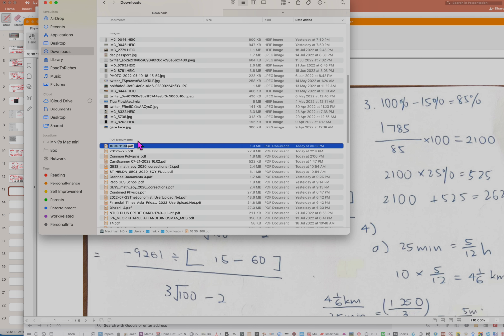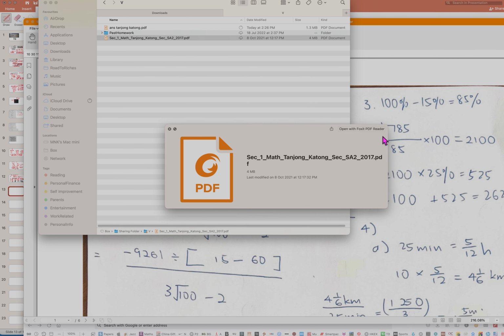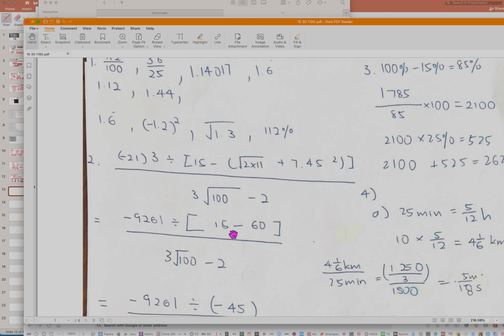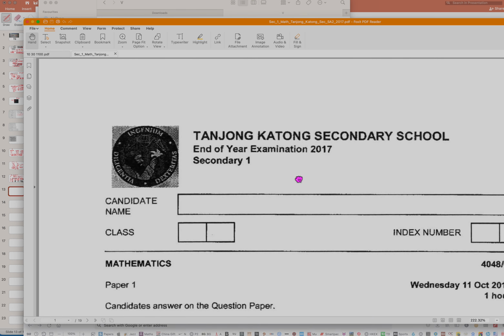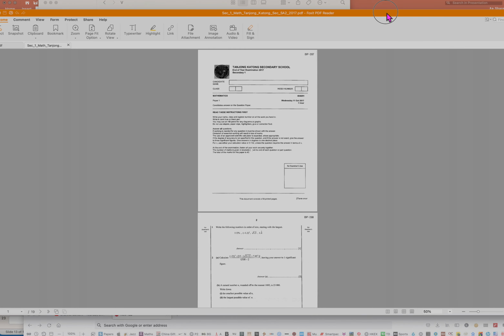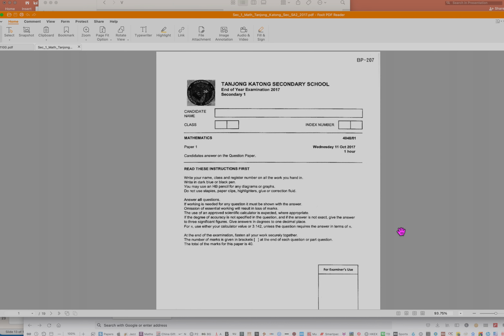Hold on, let me just quickly. This is answers. Tanjong Katong. Just grab it here. Lunch. Opening? No? Okay, good. Five A, right?